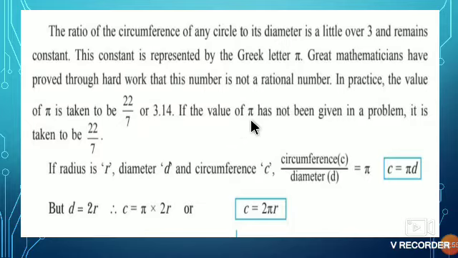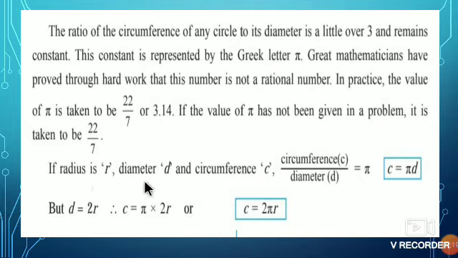If the value of pi has not been given in the problem, then it is taken to be 22/7. If the value of pi is not given in the word problem or any example, at that time you have to take the value of pi as 22/7, or if it is given as 3.14, then use 3.14.